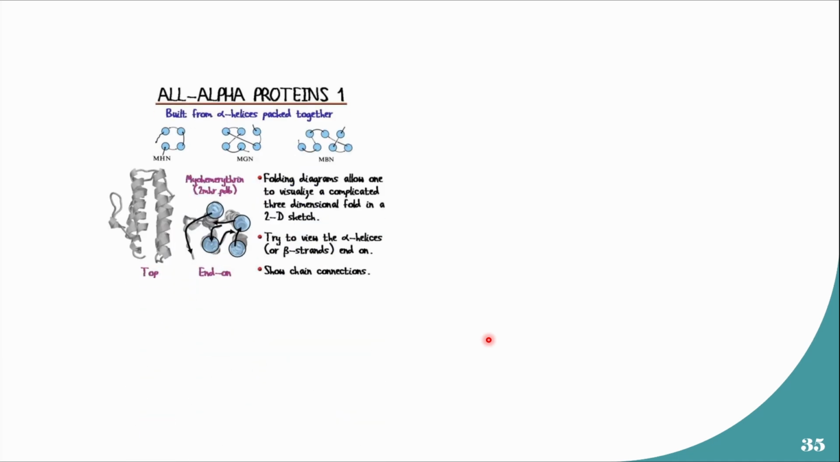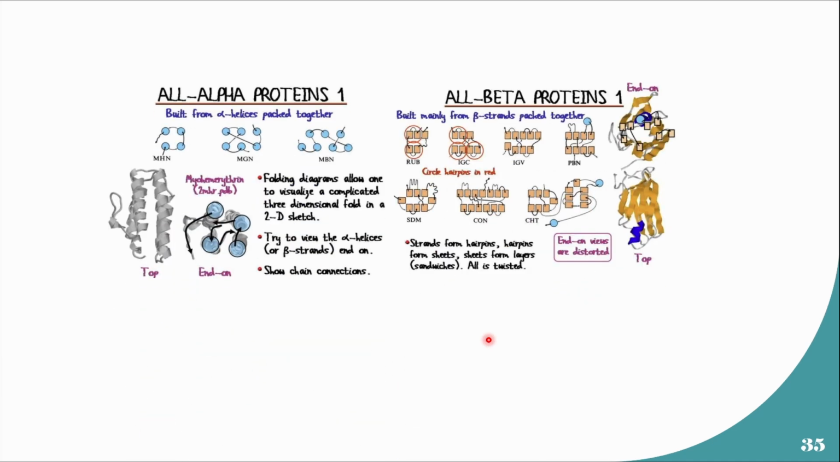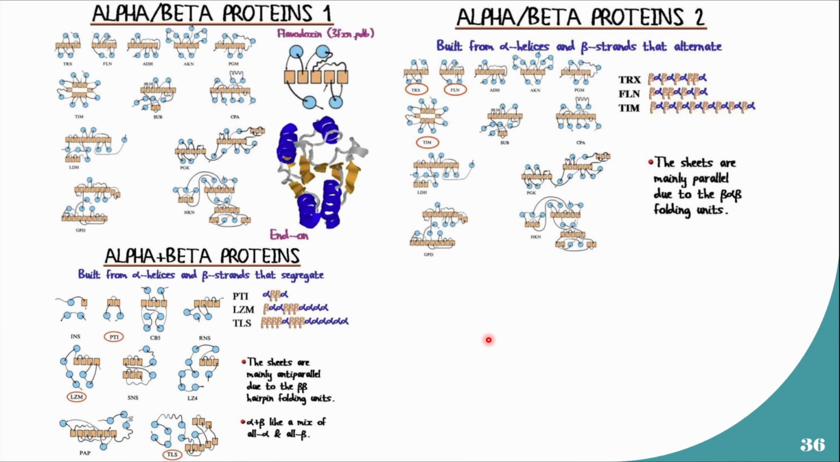So to take a quick look at the all alpha and all beta proteins, we know that these are alpha helical dominant and beta sheet, beta strand dominant. And then the alpha by beta was the one where the alternate pattern was observed. In the alpha by beta, we see just one beta strand after another alpha helix, another after a beta strand, after another alpha helix, and so on.